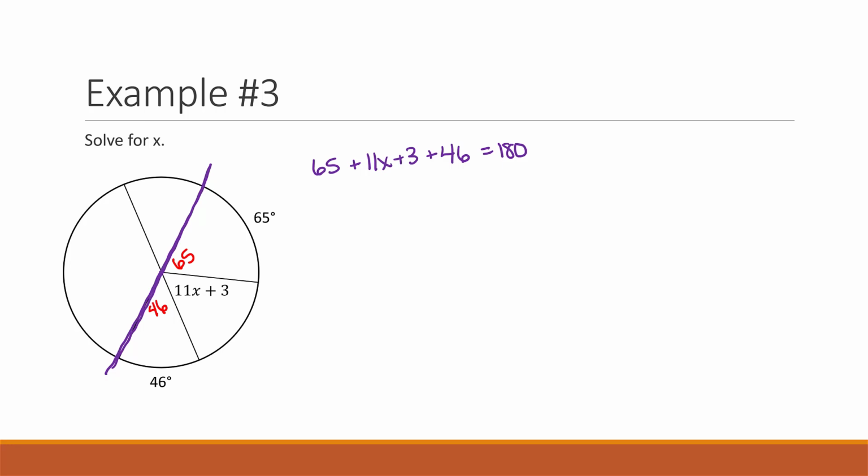So now I'm going to go ahead and combine my like terms. So 65 plus 3 plus 46 is 114. 11x plus 114 equals 180. I'll subtract that from 180. So 114. 11x equals 66. Divide by 11. X equals 6.